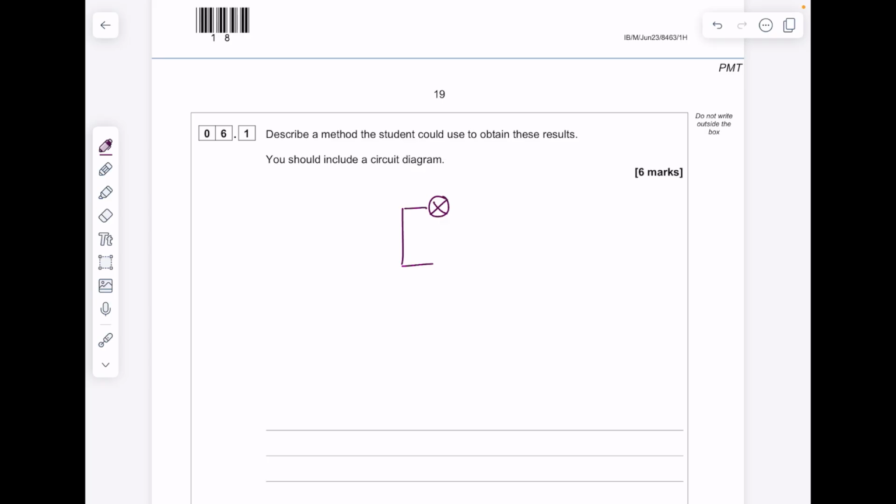We need a power supply, so I'm just going to use a battery, which remember is multiple cells. There's my ammeter, which I've added in series. Here's my variable resistor. Doesn't matter what order you put those in. And then remember, they mention the potential difference of the lamp, and that needs a voltmeter, therefore adding in parallel around the lamp. So you do need to practice drawing your circuits.